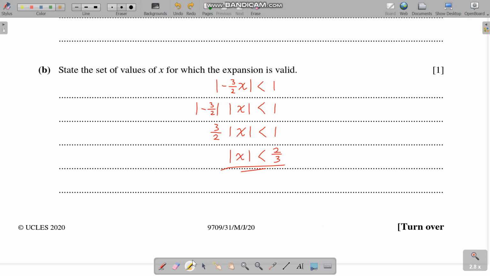The modulus of minus 3/2 x is less than 1. You can split the coefficient minus 3/2 and the x, and the modulus of something negative is still positive. So without the modulus, it's just 3 over 2, and then we multiply both sides by 2/3, and we get the final solution. The modulus of x is less than 2/3.